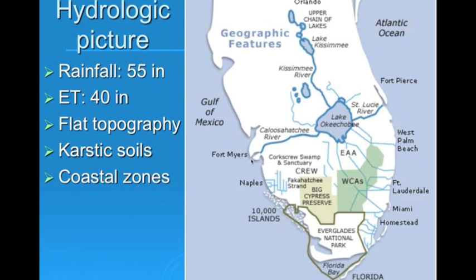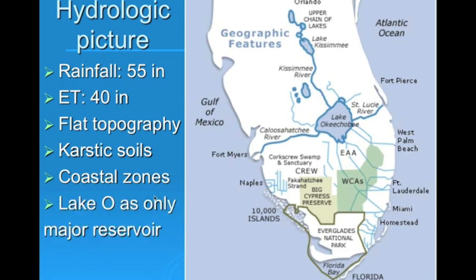And then, of course, there's the influence of the coastal zones, both on the east side and on the west side of the peninsula. And that actually has a pretty big influence in connecting the water environment to the marine environment. So we'll talk a little bit about that as well. And as I mentioned, Lake Okeechobee here is really the only major reservoir. As I'll explain a little bit later, there are some features here that I'll talk about.